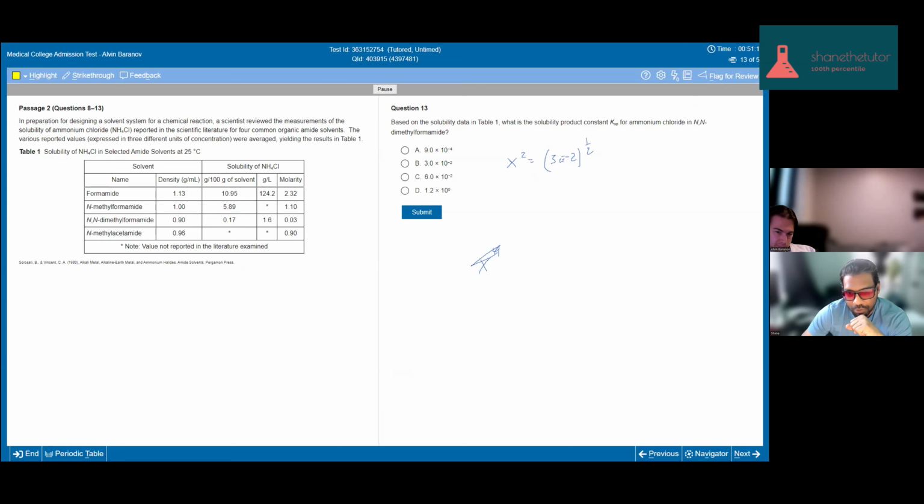Sorry, Ksp is what we're trying to find. So x is this thing, right? So we square it. If it was Ksp, then that would be equal to x squared. But we're looking for Ksp and we're given the molarity of the thing. So it's the x that we have. So yeah, we square this.